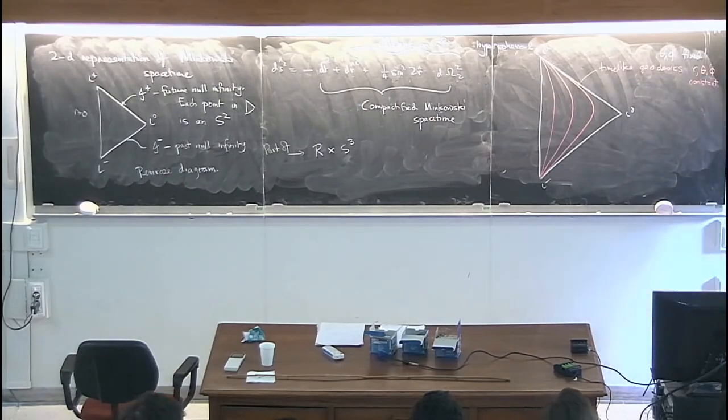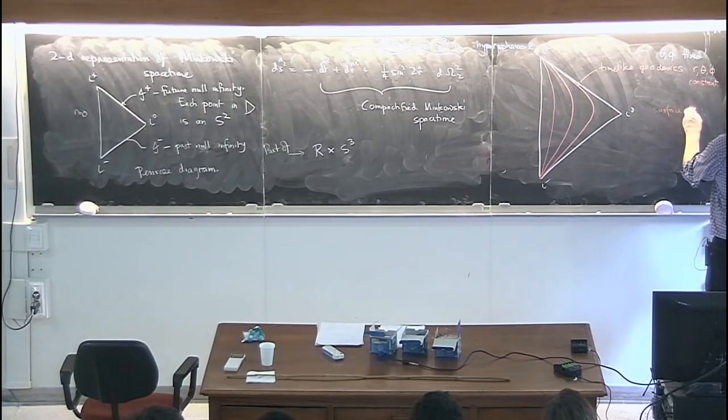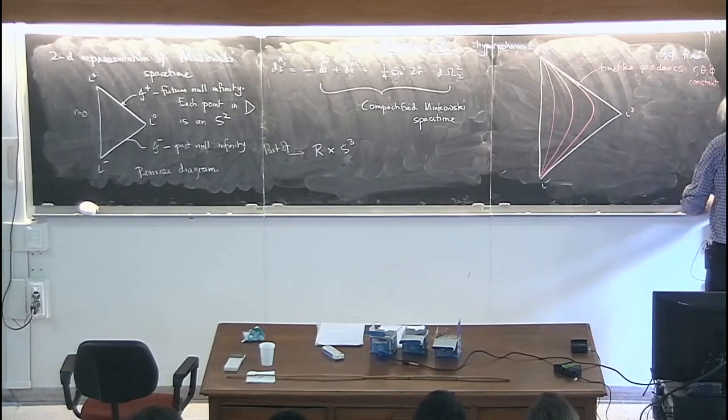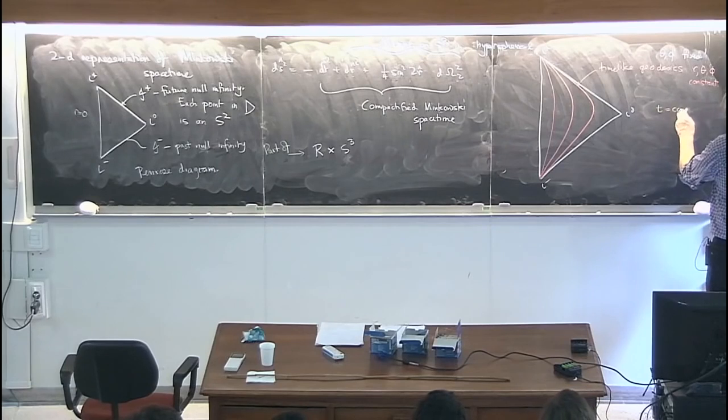You can also ask yourself about curves such that t is constant. I think that should really be green. And theta and phi constant. These will be surfaces that look like this.